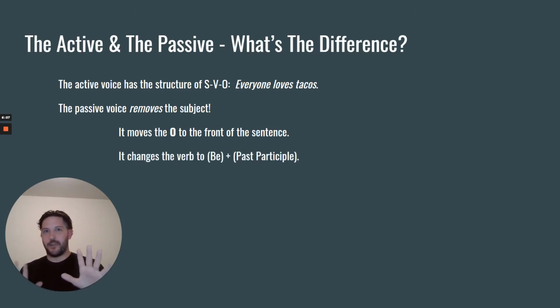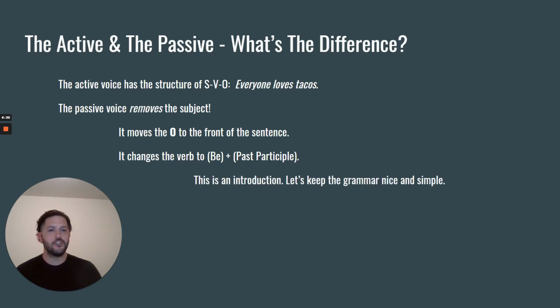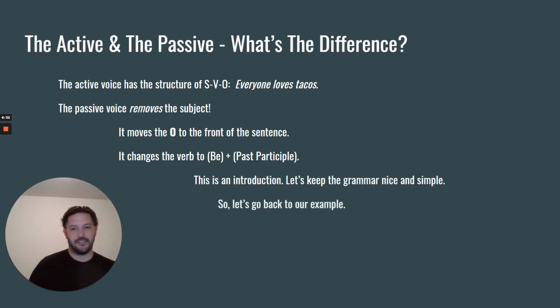This is the grammar part. Okay, we're just gonna talk about it. I'm not gonna make you do anything right now. So it also changes the verb to be, some tense of be, and the past participle, okay? Again, we're really just talking about the passive voice today. Just nice and easy, all right? So, as I said, we're going to keep it nice and simple.